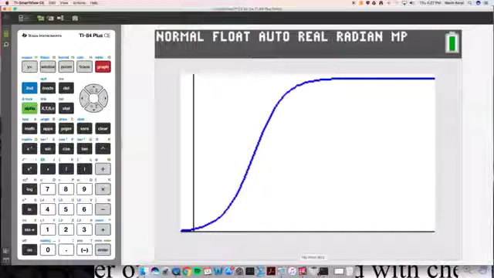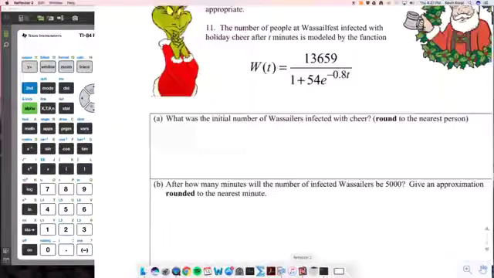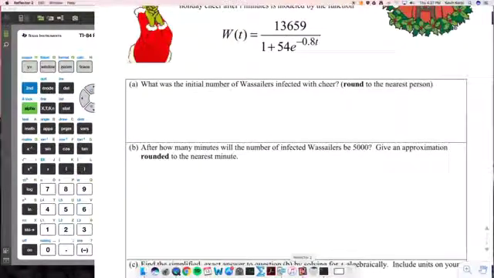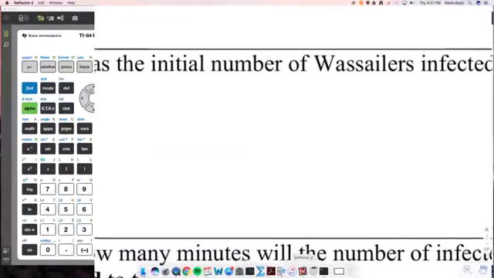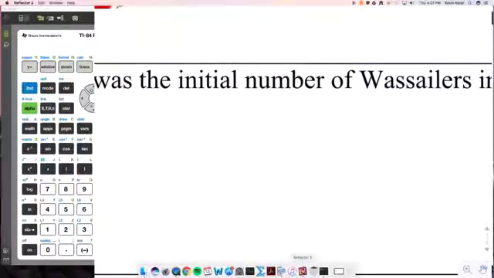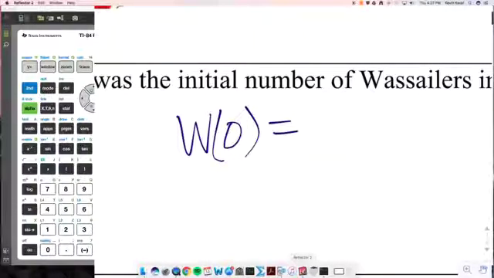So now we see the S-curve, we know we can answer questions and get the right answer. So here we go. What was the initial number of Wasslers infected with cheer? Round to the nearest person. So initial corresponds to a t value of 0. Since the function's name is w and we're plugging in a 0 for t, you must show w of 0.